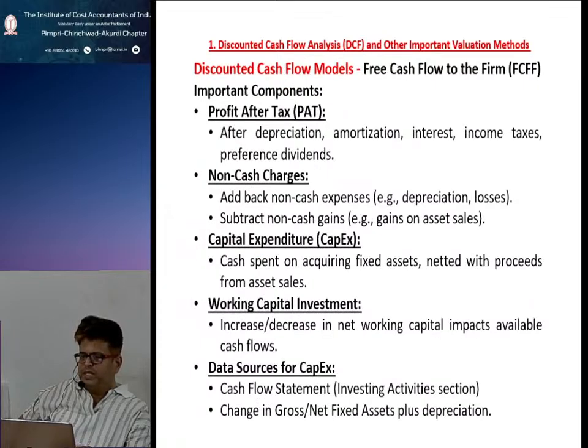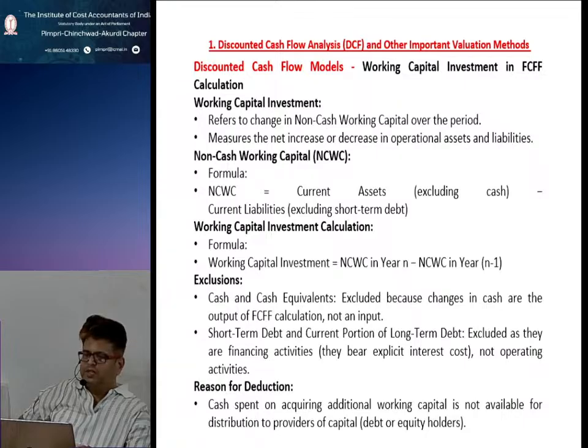Then we saw the various concepts and important components of FCFF, which includes PAT, non-cash charges, capital expenditure, that is CAPEX, working capital investment, and data sources for CAPEX also. Then we saw the working capital investment in FCFF calculation. Working capital investment refers to change in non-cash working capital, that is NCWC, over the period. It measures the net increase or decrease in operational assets and liabilities.